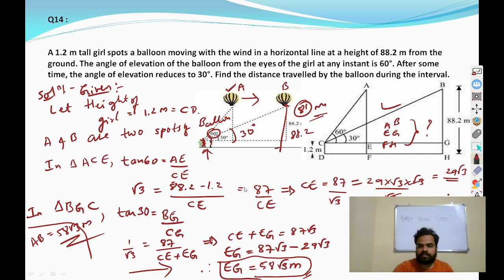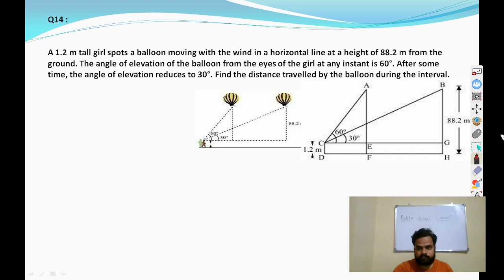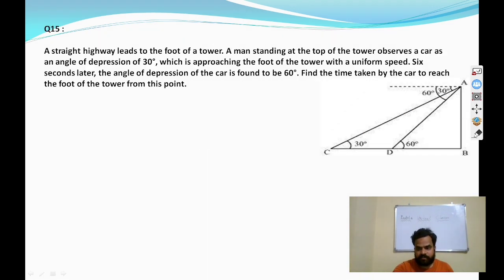Can we go for the next question? This is question number 15. We'll go for the next one.